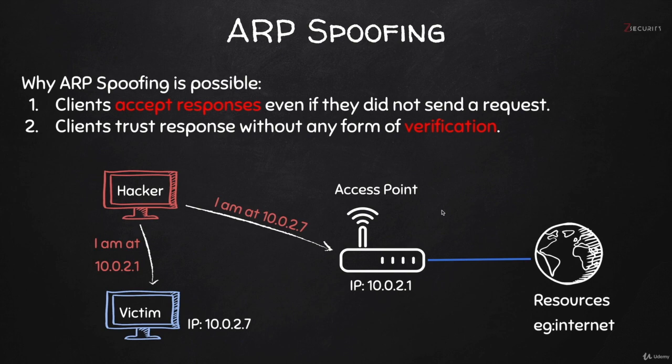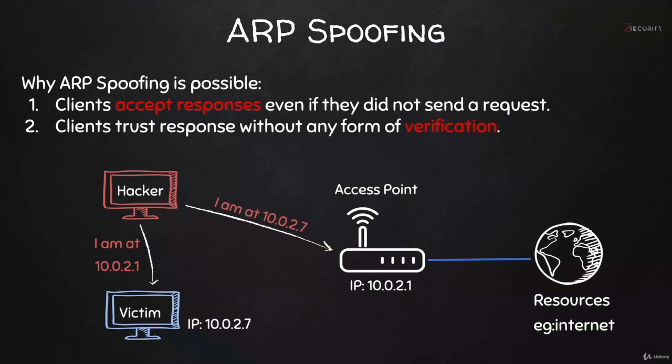Not only that, but they're also not going to verify who I am. So when I say that I am at 10.0.2.7, I am clearly not at that IP because this computer is at this IP. But the access point will trust this and it'll actually update its ARP table based on the information that I send. Same goes to the victim. I'm gonna tell it that I am at 10.0.2.1. It's gonna trust and believe this even though I am clearly not at this IP because the access point is at this IP. So these are the two main weaknesses with ARP protocol that allow us to run ARP spoofing attacks.